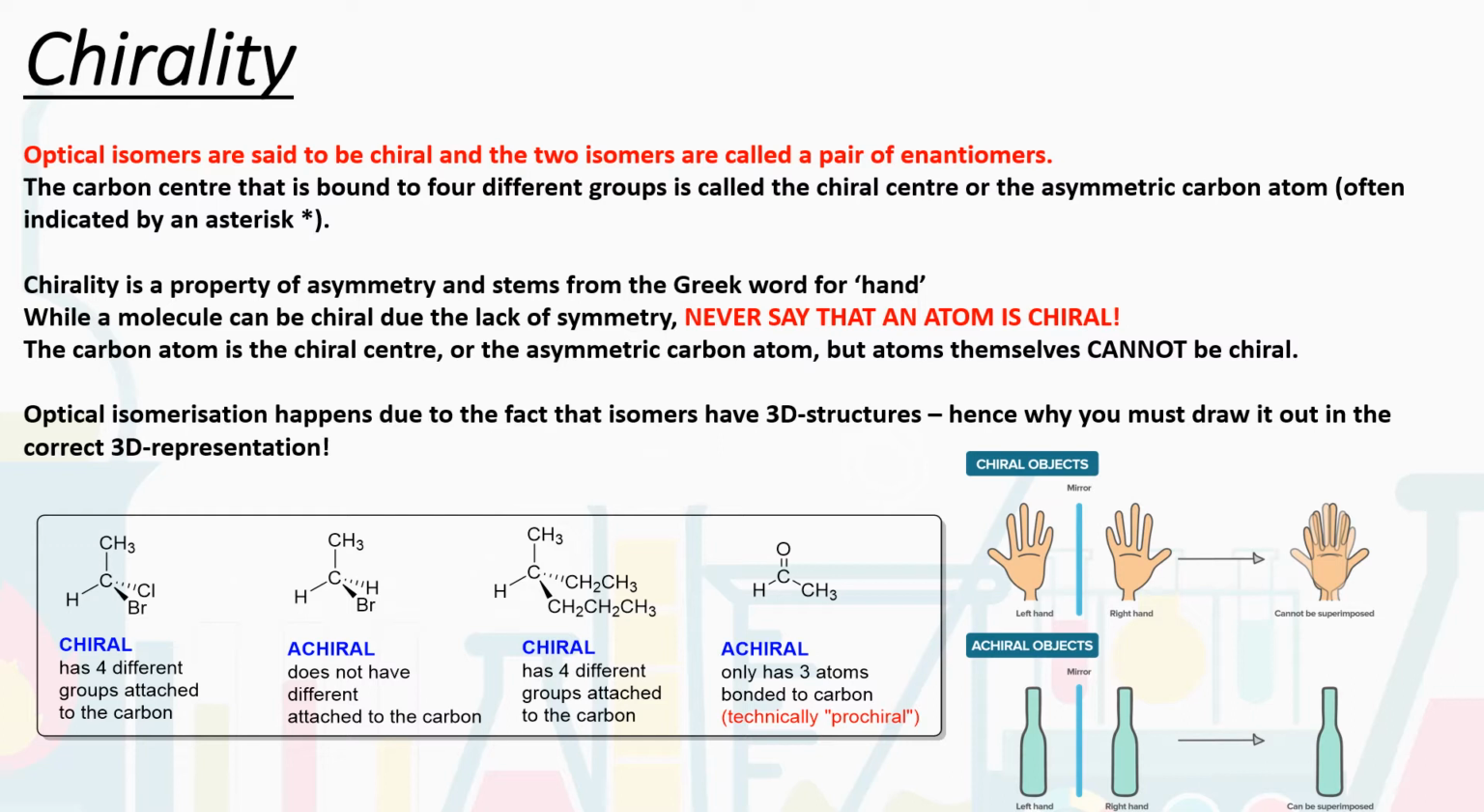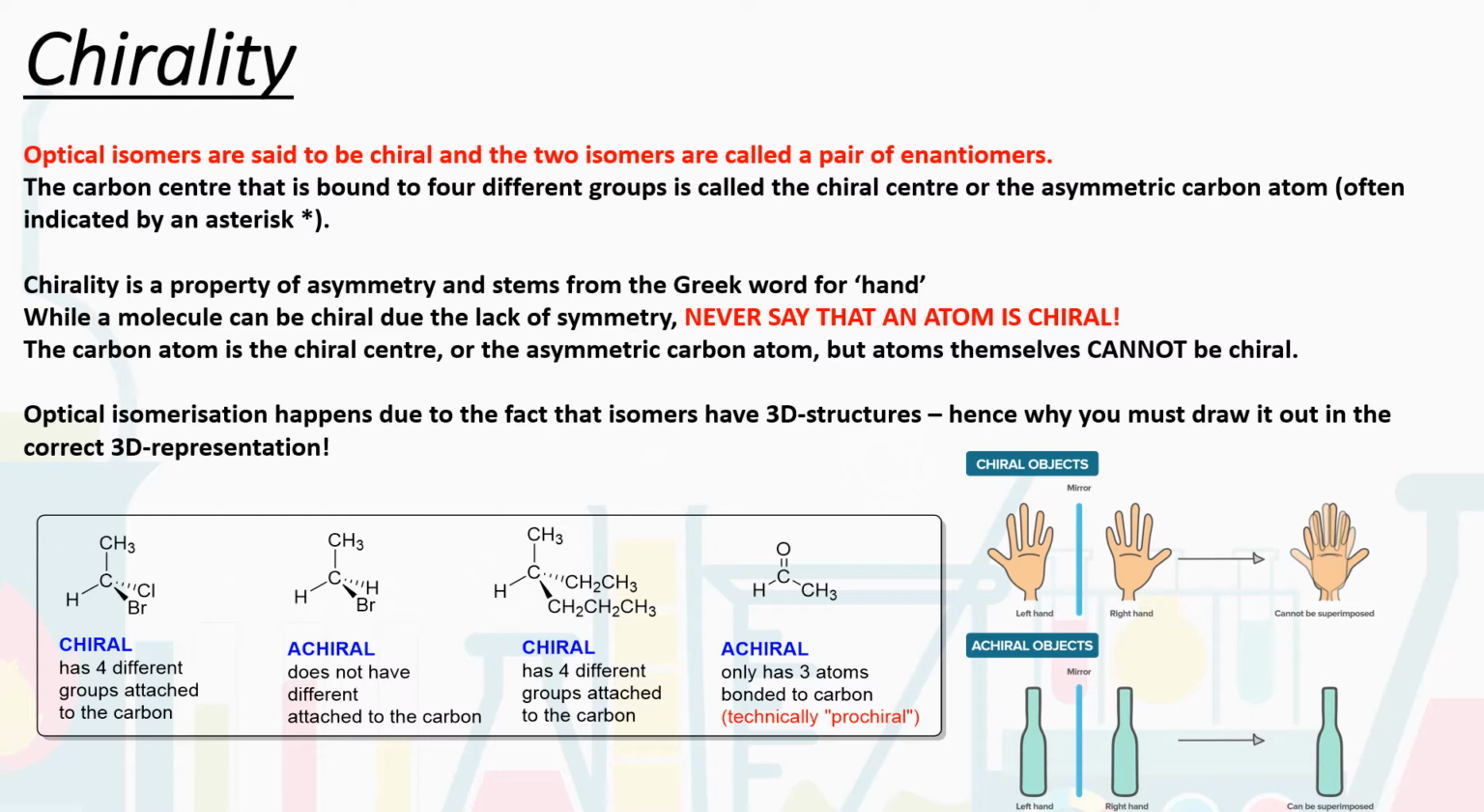So the carbon atom that we have our asterisk on, the carbon atom that has four different things attached to it, we can say is the chiral center or the asymmetric carbon atom, but it's not a chiral carbon atom. It's a chiral molecule, but a chiral center or an asymmetric carbon atom. And so optical isomerism happens due to the fact that the isomers have different 3D structures. And this is why it's really important to draw it out, as we said on the previous slide, in the correct 3D representation. For carbon, tetrahedral with the wedge and dash bonds.